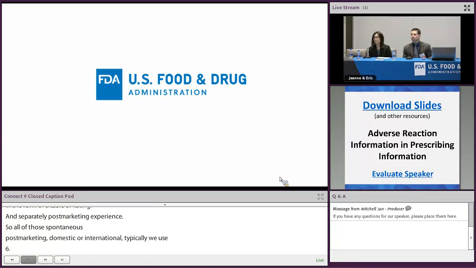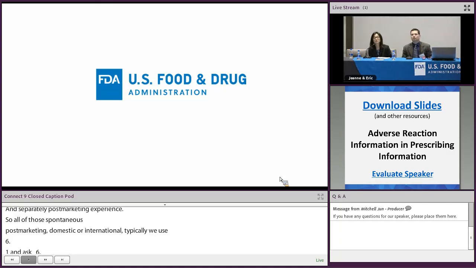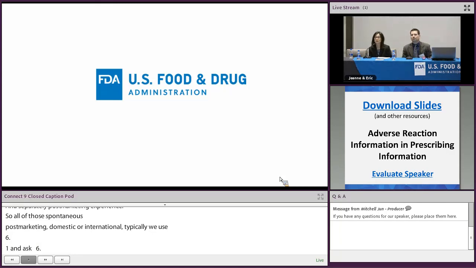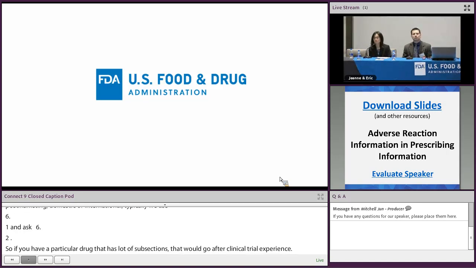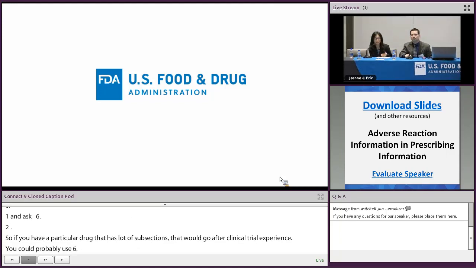So if you have a particular drug that needs lots of subsections in Section 6, or let's say a biologic that has immunogenicity, that would go after clinical trials experience. So you'd have 6.1 clinical trials experience, 6.2 immunogenicity, 6.3 post-marketing experience. But to your question, where you would put post-marketing spontaneous reports, that would be 6.2 or whatever your section is for post-marketing experience.